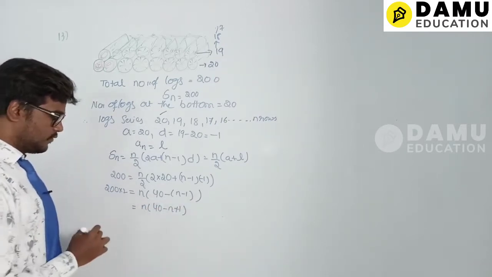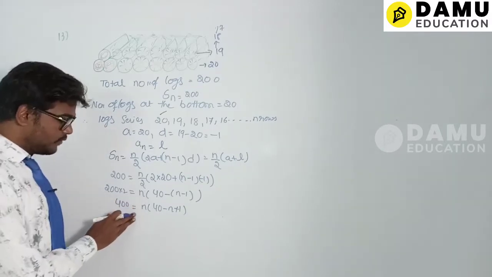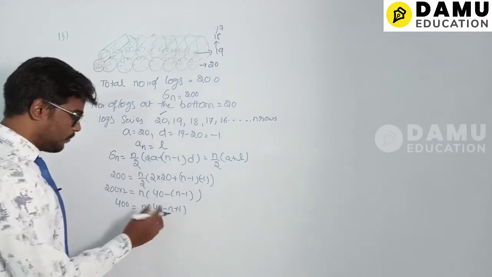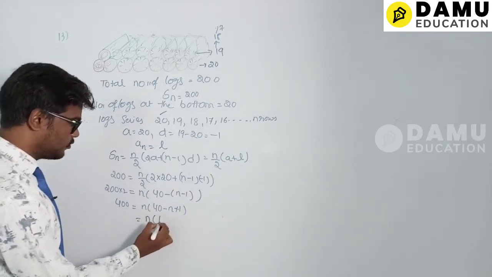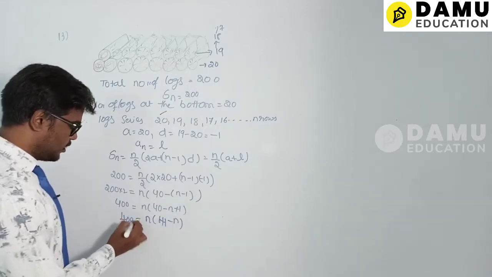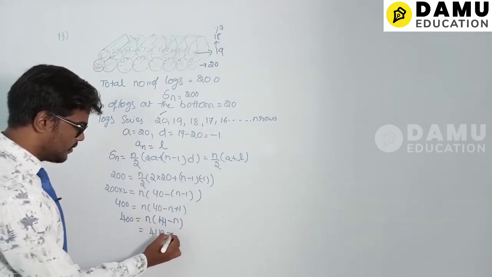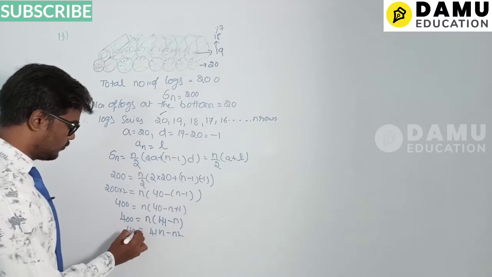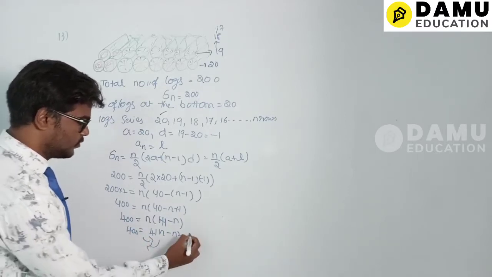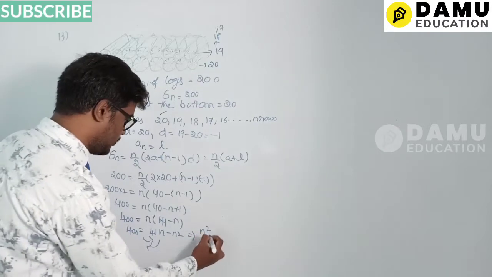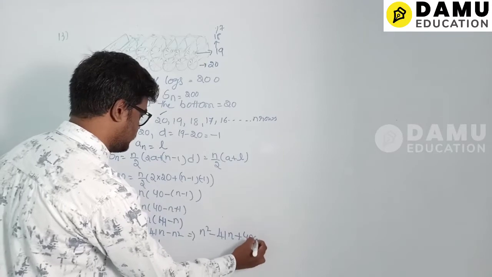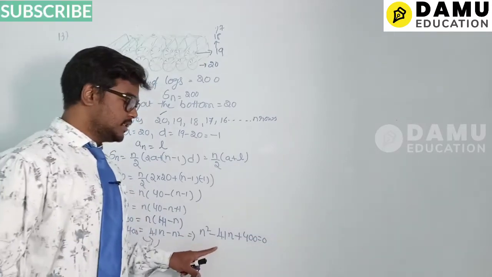So what we have to find here is 400 equals n into 40 minus n plus 1. So 40 plus 1, n into 41 minus n, 400. So 41n minus n square is equal to 400. Let's shift n square to this side. So what value will we get? n square minus 41n plus 400 is equal to 0. So this is the equation.